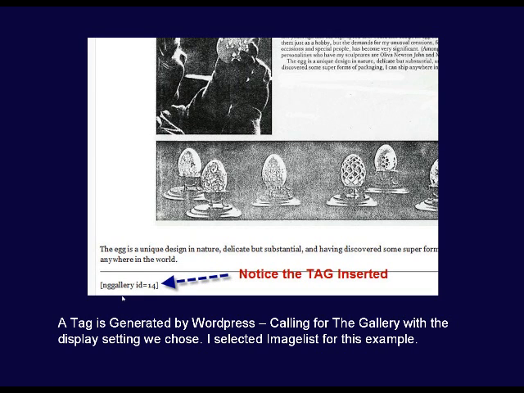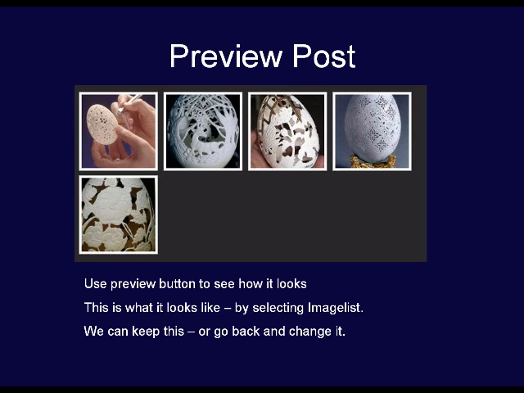What that's going to do is insert a tag right here into our post or our page that just says NG Gallery ID equals 14. If you remember that gallery that I created, the ID of that gallery was number 14. So this tag is generated by us clicking that button. We didn't have to write this code. It wrote it for us by us just saying insert this gallery. So this blog post now is calling for this gallery to appear right here with the settings that we just chose. And by the way, I selected image list for this example, which is just the thumbnails.